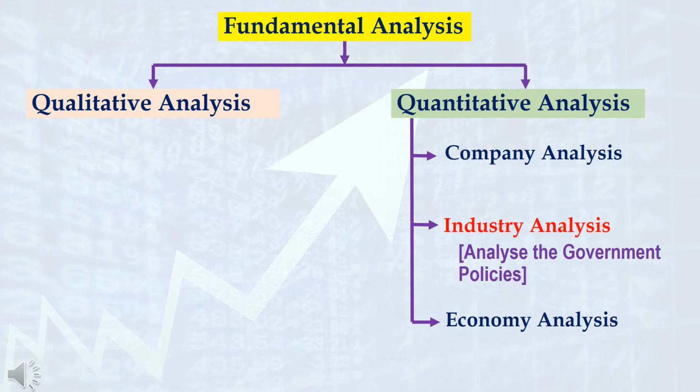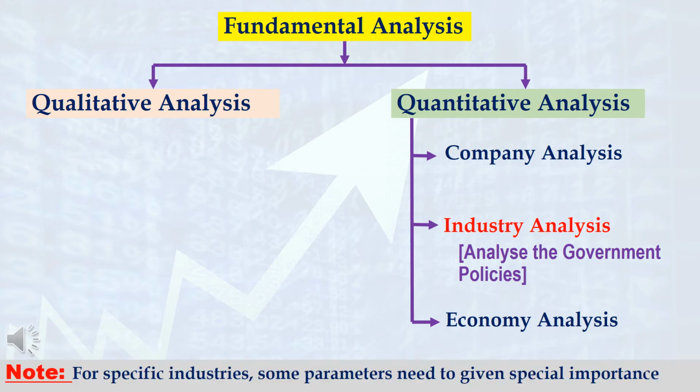Next, industry analysis. In industry analysis, we should analyze the present government policies also. Based on the present government policies, we have to analyze which industries will get benefit. For example, the present BJP government talks about own house for all citizens, electricity for all houses. Other than that, they support battery vehicles. Like this, every government will have separate policies. Based on those policies, we have to analyze which industries will get benefit. Other than this, for some industries like banking industry and FMCG product industry, we should give special importance to particular parameters.